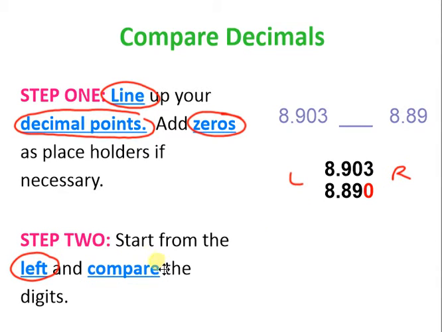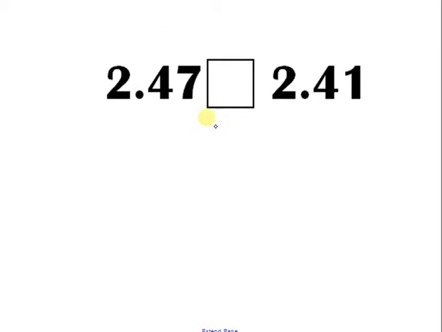Step 2 is I'm going to start from the left, and this is the left, this is the right, and I'm going to compare the digits, and I'm going to show you how that's done. So I'm going to start from the left. I have an 8 here and an 8 here. Those are the same, so that's not helpful. Then I have a 9 here and an 8 here. So I have one that's bigger than the other. The 9 is larger, so that must be greater than, and I can stop the problem right there and move on. Okay, so let's go ahead and practice that.